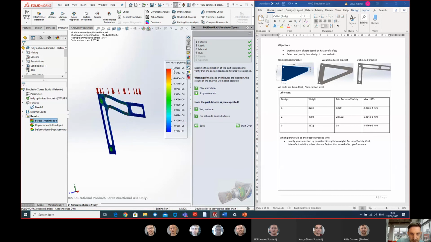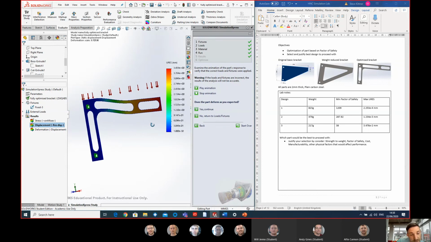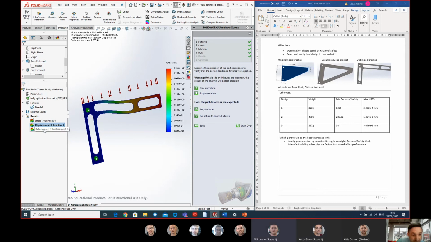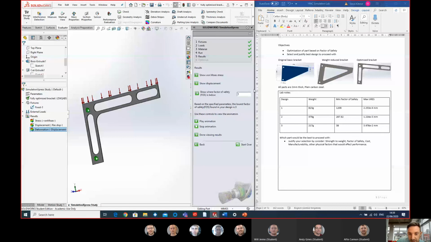Let's have a look at that displacement value. So that's actually now moving 3.7 millimeters. That would probably be enough to break that somewhere up here. Maybe that's why there's no factor of safety. Let's just see if it pops up here. There we go. So based on the parameters, factor of safety in your design is 0.